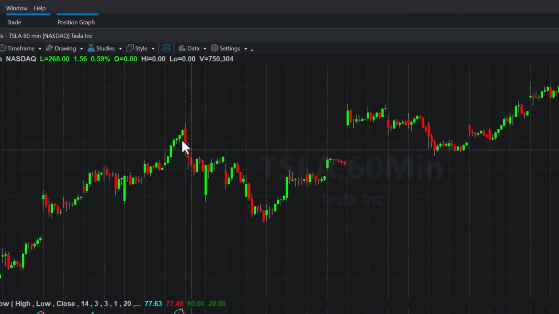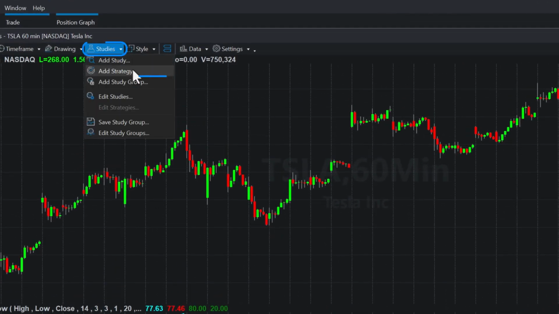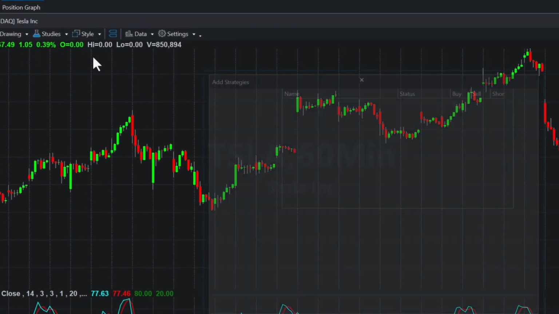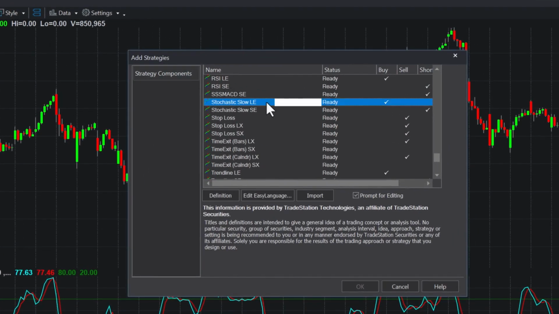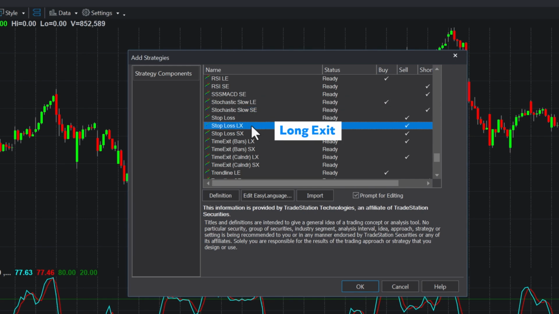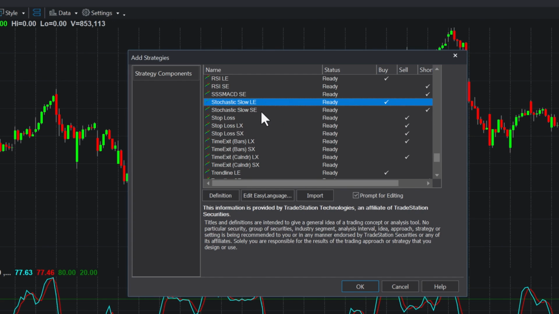You can view the list of available strategies by going to Studies and Add Strategy. Most strategies have different suffixes. The LE stands for long entry, while the SE is short entry. Some strategies, like the stop loss, can have LX for long exit or SX for short exit. Combining entry strategies that generate long and short positions will act as a reversal strategy. For instance, if you are currently long and the short entry strategy is triggered, the strategy would exit your long position and enter a short position immediately. The opposite would happen if you were in a short position and a long entry triggered.